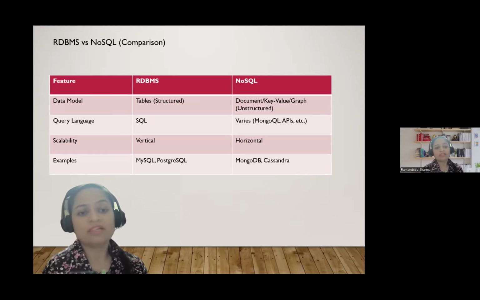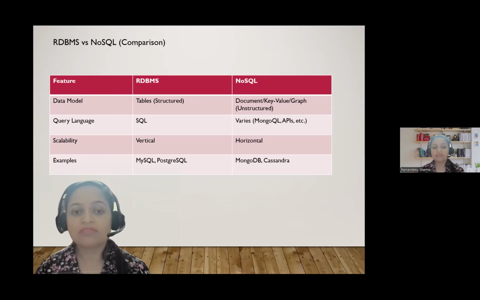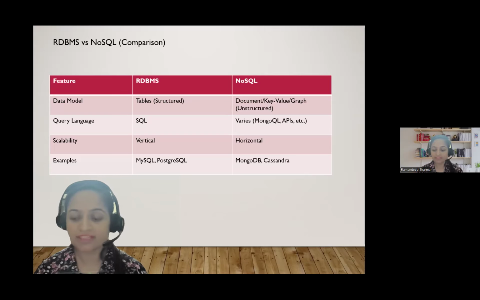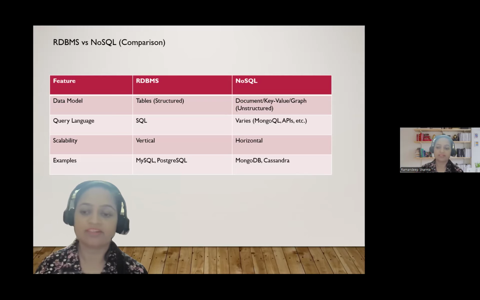And if we talk about scalability, RDBMS mostly scale vertically. In comparison, NoSQL databases scale horizontally. Got it? And common examples, as we discussed, for RDBMS are MySQL and PostgreSQL, and for NoSQL, the common databases nowadays are MongoDB and Cassandra. Let's move to the next part.